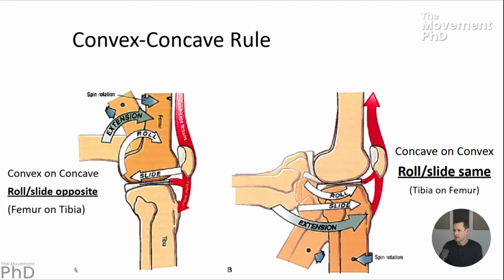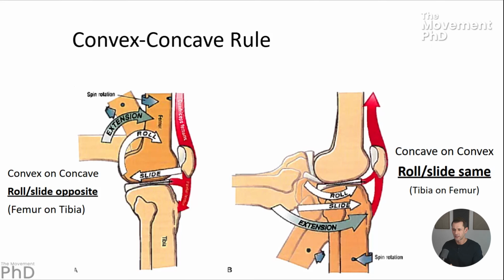In this convex-concave rule, when a convex surface is moving on a concave surface, the roll and the slide are going to be in opposite directions. When a concave surface is moving on a convex surface, the roll and slide are going to be in the same direction. So let's bring it back to the knee, and we'll do it for both examples.